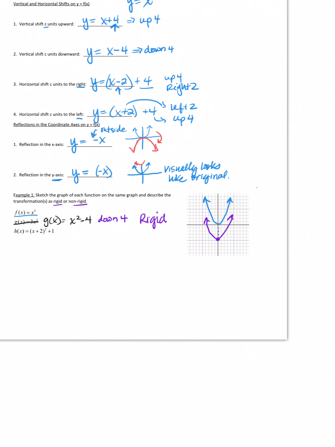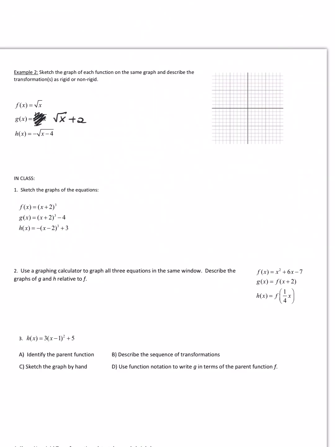All right, then let's look at the next one. I've got a couple things going on here. That plus 2 would mean I'm going to move it left 2. The 1 means I'm going to go up 1. So my vertex, my origin, is going to move left 2, up 1, but the shape is not getting changed at all, okay? So since the shape is maintaining, this would be a rigid transformation.